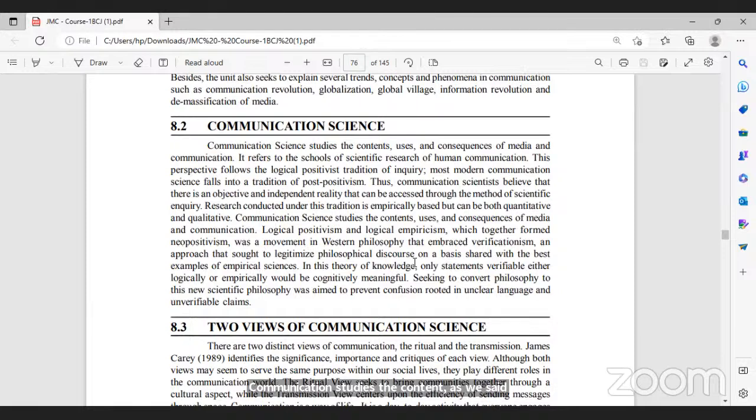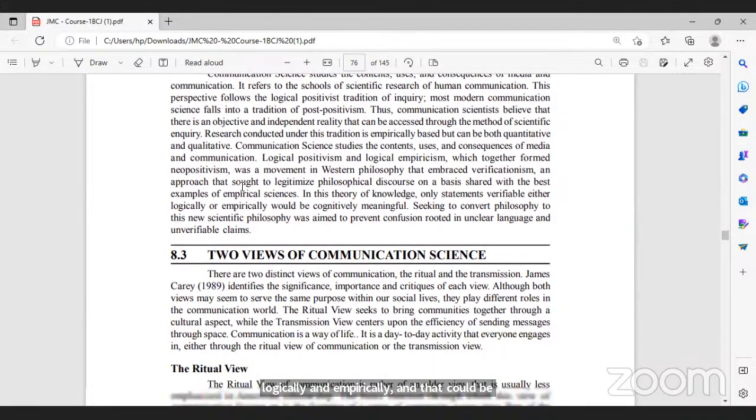Logical positivism and logical empiricism, which together formed neo-positivism, was a movement in Western philosophy that embraced verificationism, an approach that sought to legitimize philosophical discourse. So in simple language, there is a concept of communication science wherein it tries to use logical positivism, logical empiricism and verification to legitimize the philosophical discourse shared between the sender and the receiver. So in this theory of knowledge, the statements are verifiable, logically and empirically, and that could be cognitively meaningful. So that is how we do communication research.